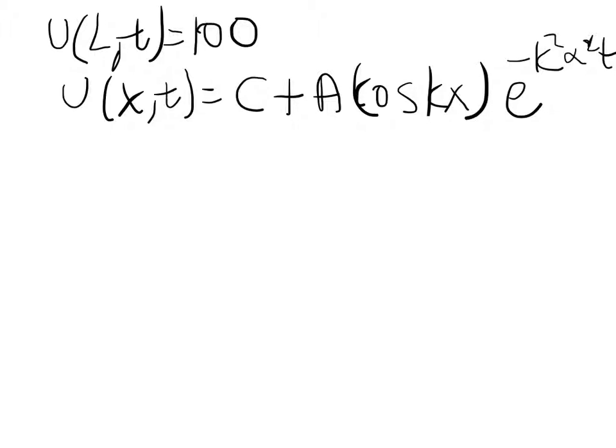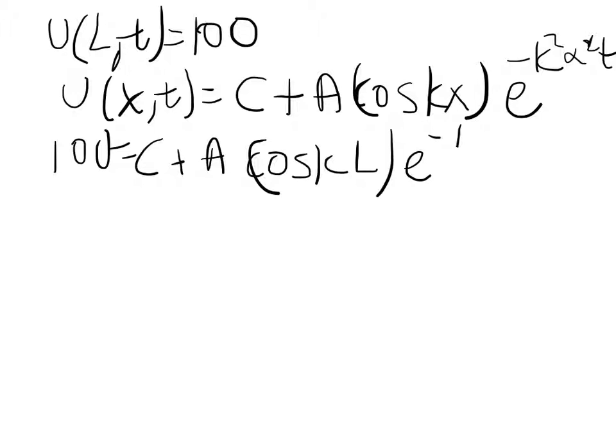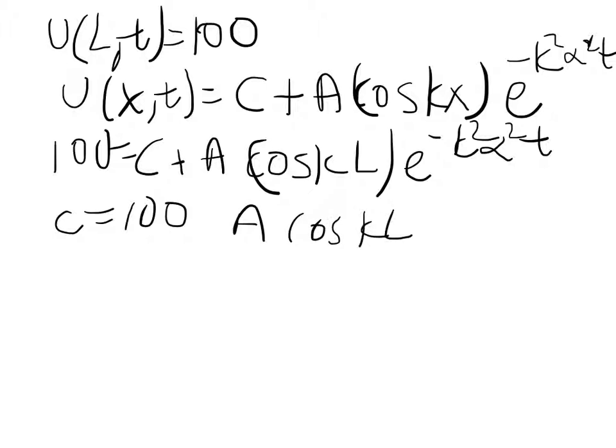And from that we're going to evaluate at L for x and set it equal to 100. So 100 equals c plus a cos kL e to the minus k squared alpha squared t. Using similar logic here, we know that if this is going to hold true for all time values, we have two conclusions. One, c is going to equal 100. This holds true for all time values, and a cos kL is going to equal 0, because the e expression cannot equal 0. And so what does that mean?